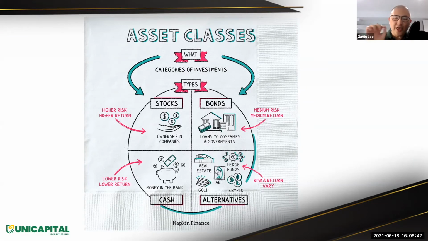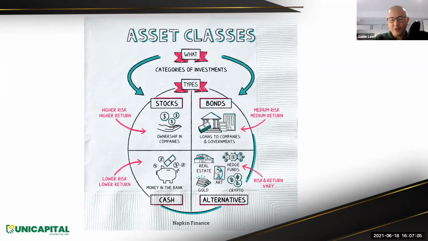Now, each asset class has its own characteristics when it comes to risk and return. Cash is obviously, because it's cash, low risk, and the returns are very low. So here you might get 0.5% per year in a savings account. You might get 2% a year in time deposits. So low risk, low return.